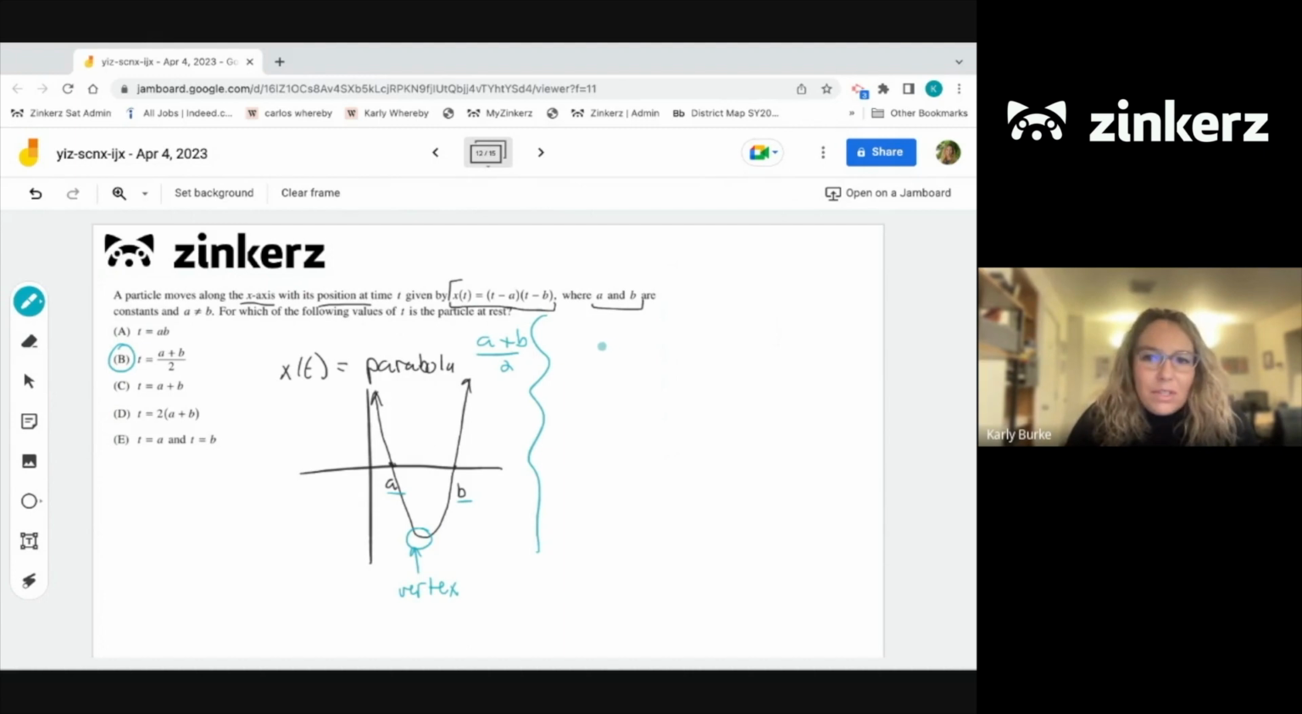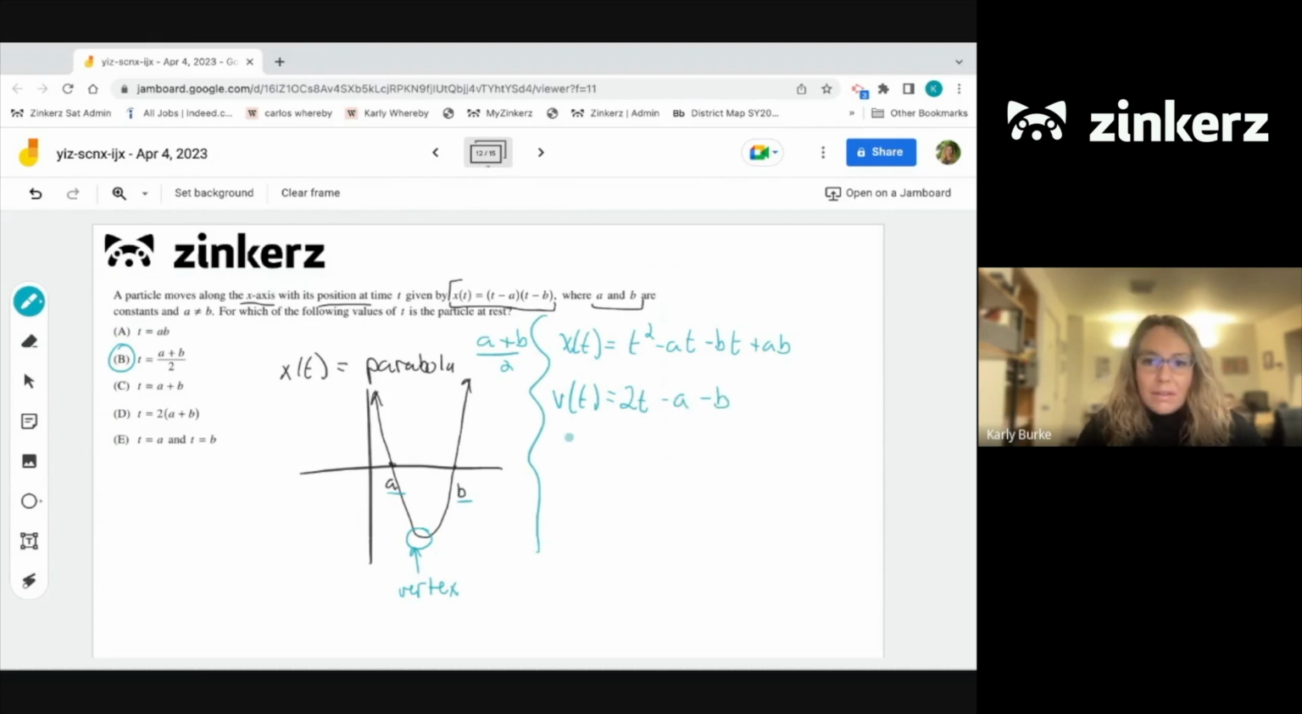So you have two options here. You can expand x of t, and you end up with t squared minus at minus bt plus ab. And if we expand this out, it's easier to find x prime of t, which is the velocity, right? So we're looking for where the velocity is equal to 0. So let's first find the velocity of this. It's just 2t minus a minus b.